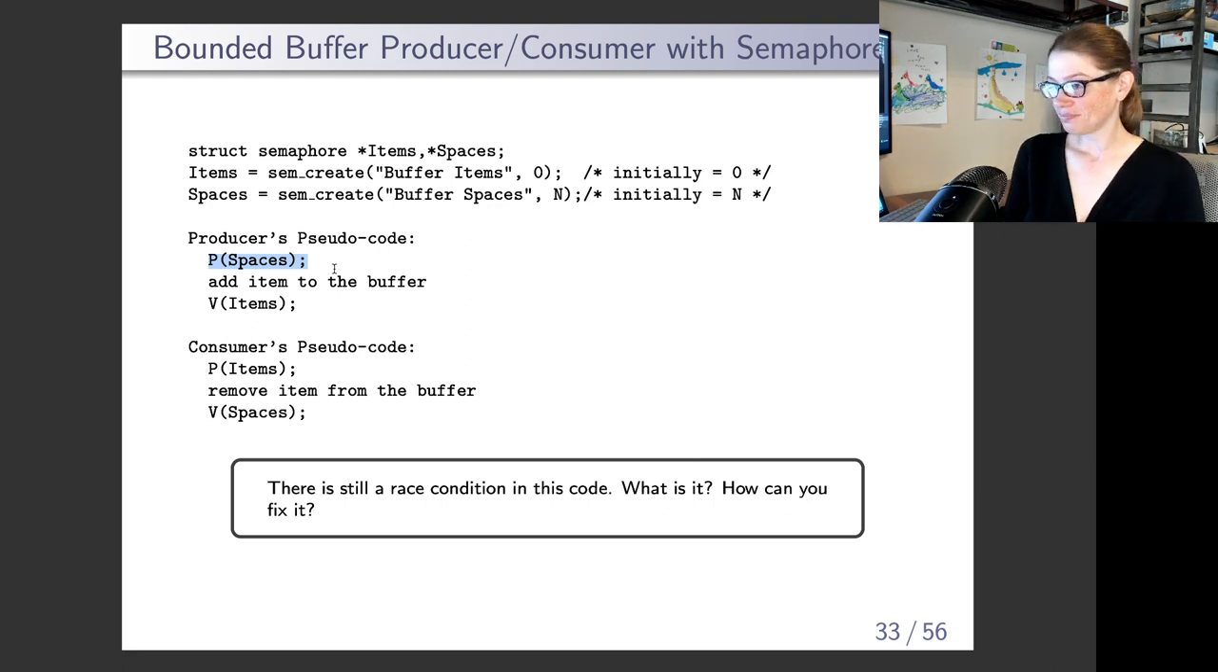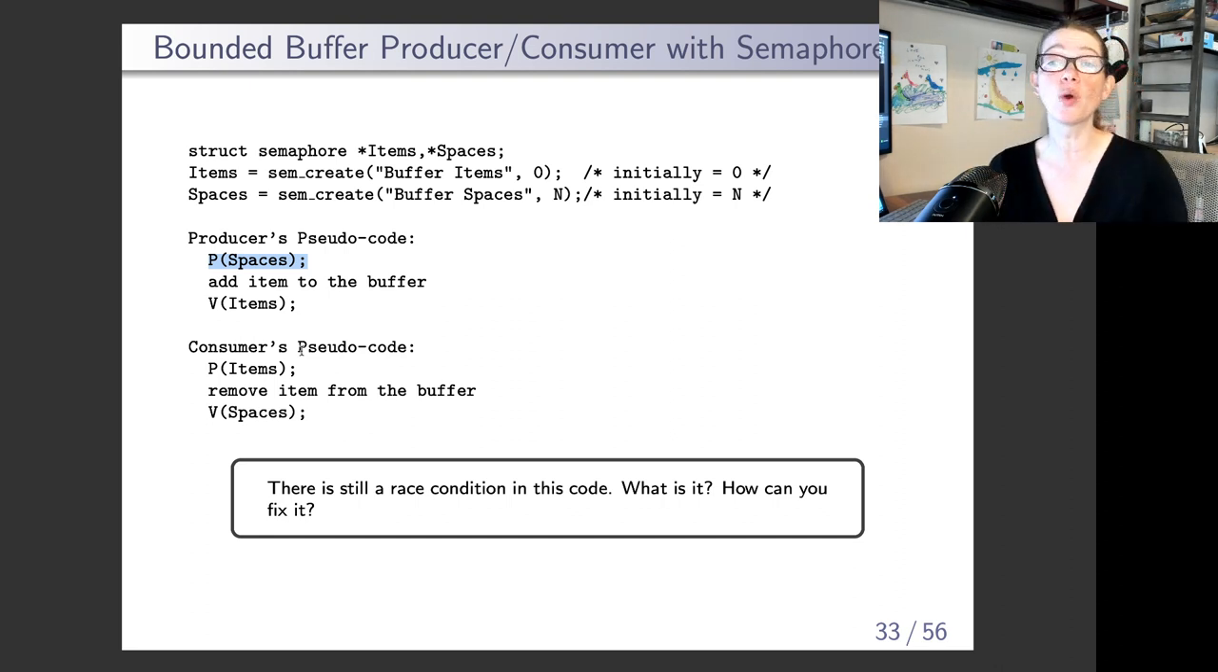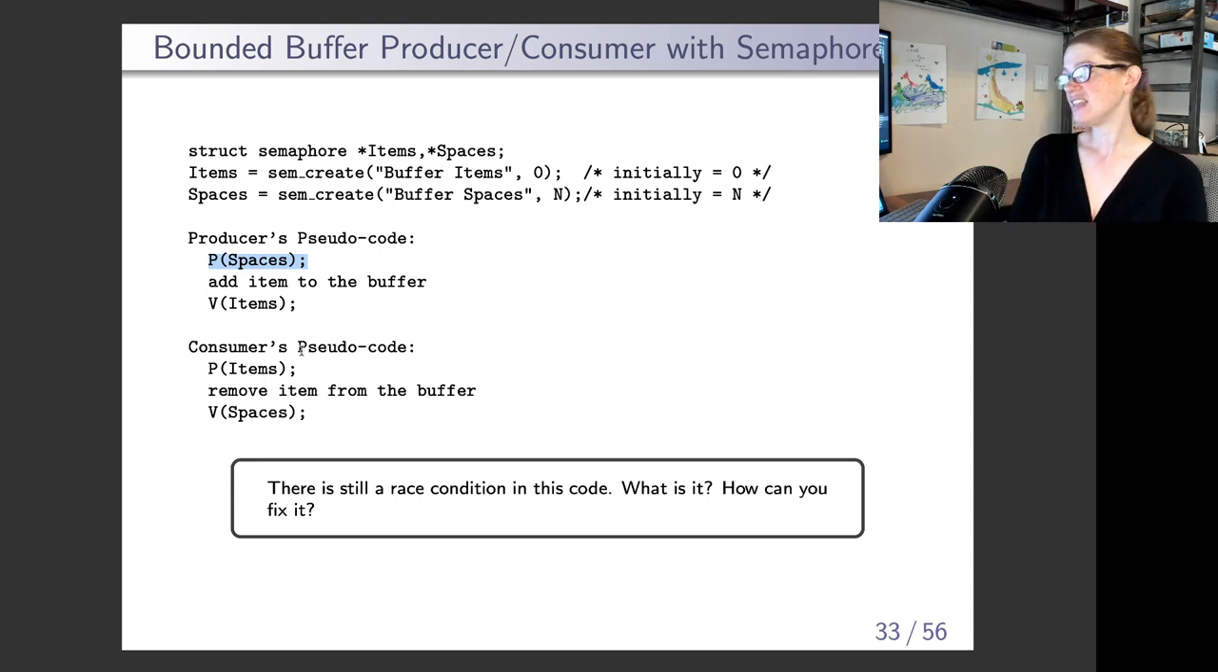All right. Then the consumer wants a cupcake, so they P the items. When they get in, i.e. there is an item available, they can remove it from the shelf, pay for it, of course. And by removing it from the shelf, they made a resource for the baker. They made some space on the shelf, so they V spaces.